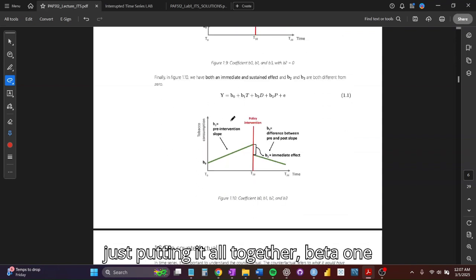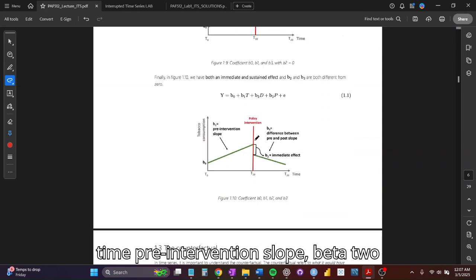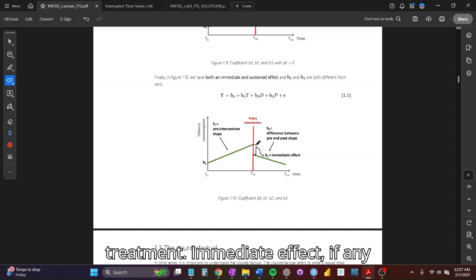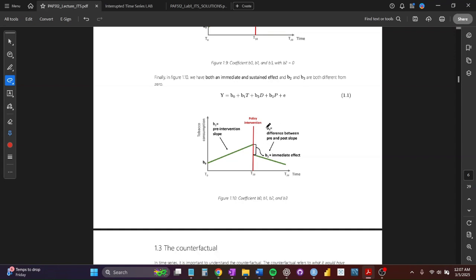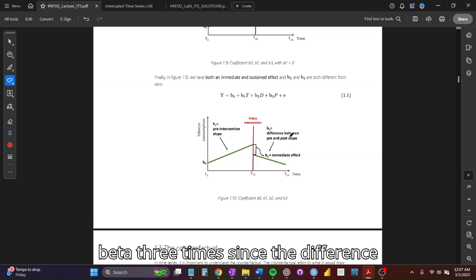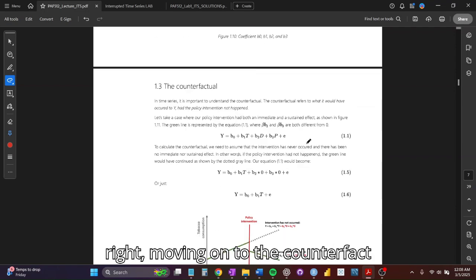Now, just putting it all together: beta 1, time, pre-intervention slope. Beta 2, treatment, immediate effect, if any. Beta 3, time since, the difference between the pre and the post slope. All right, moving on to the counterfactuals.